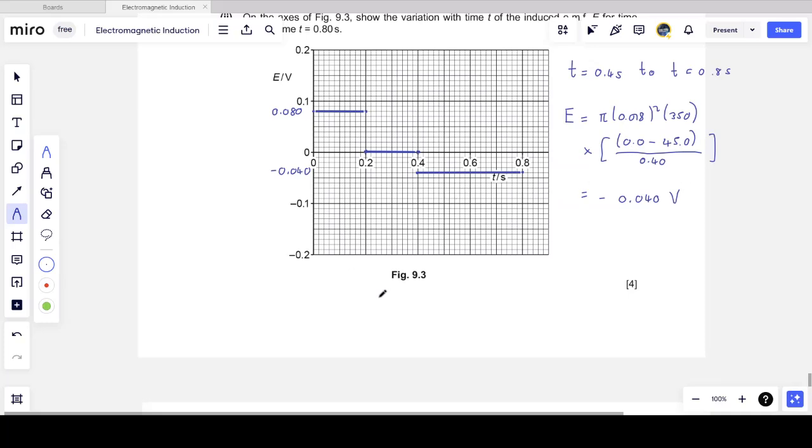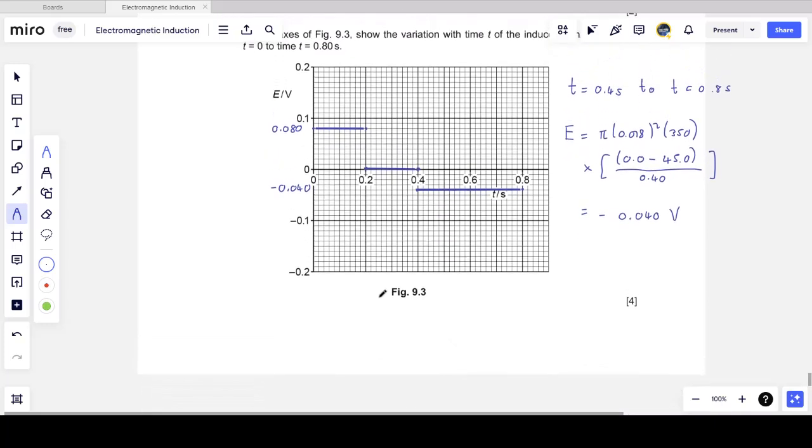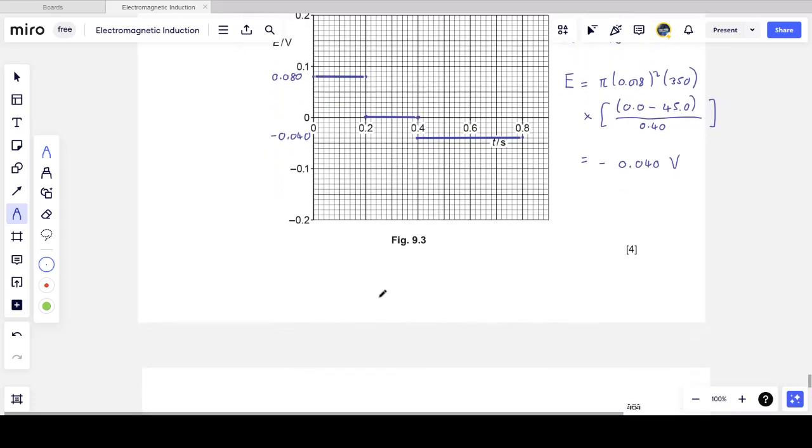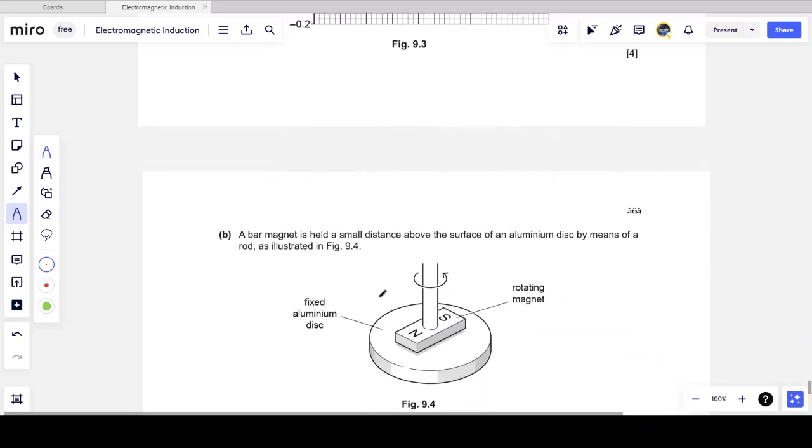And so this is how we plot a graph of EMF against time if we are given a graph of flux density against time. So a good skill to learn, how to be able to sketch these graphs if you are given other values, or given another graph, as we are in this case.